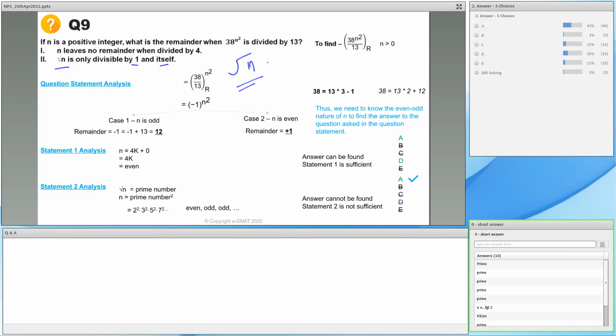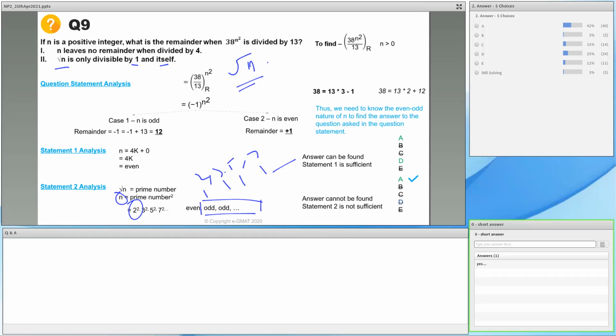What would be n? Root n square, right? If root n is a prime number, it could be 2 or 3 or 5 or 7 or whatever. So what would n be? 2 square, 3 square, 5 square, 7 square. We don't know what the number is. But here is the problem. Because of the existence of this one thing, that is 2 and 2 square, that's where your answer changes. Every other prime number is odd.